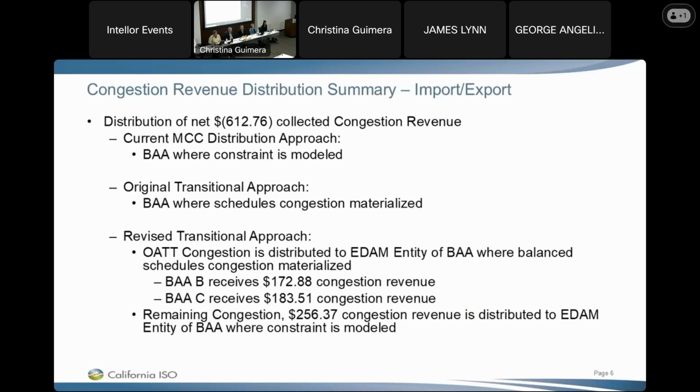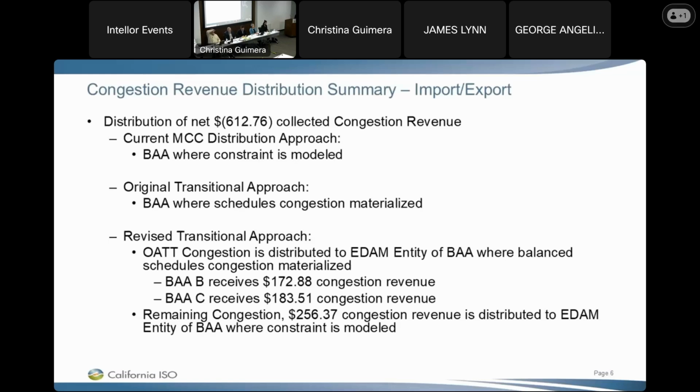Under the transitional measure, I would have calculated each of the BA's imbalance for congestion and distributed for that BA because that's where the congestion materialized. So I would have had some BAs where it was congestion revenue, some BAs where it was congestion rents.